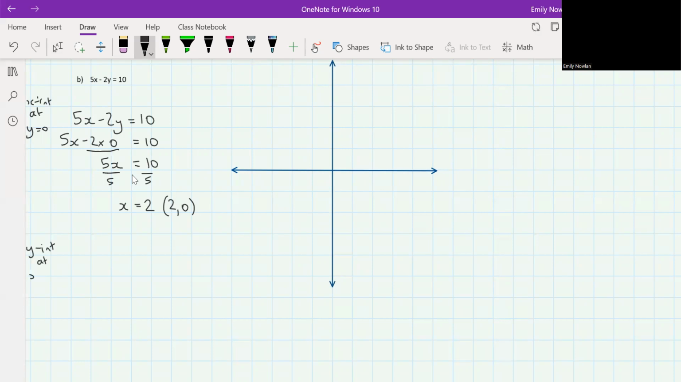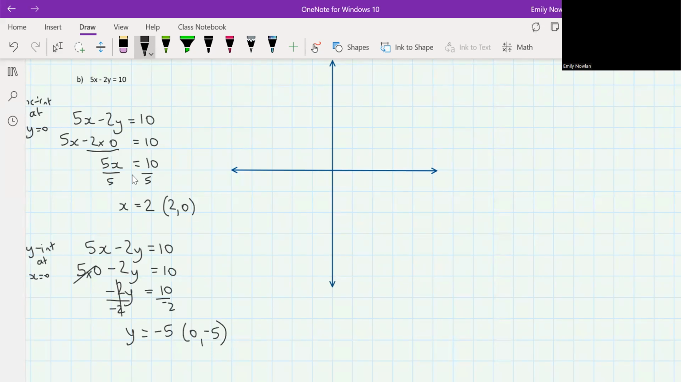Where do they occur at? At x equals 0. So we've got the equation. And now, rather than x, I'm going to replace that with 0. So I'm going to go 5 times 0 minus 2y equals 10. So 5 times 0 is 0. So I'm left just with minus 2y equals 10. Divide both sides by minus 2. That cancels, so I get y is equal to minus 5. So I've got (0, -5).